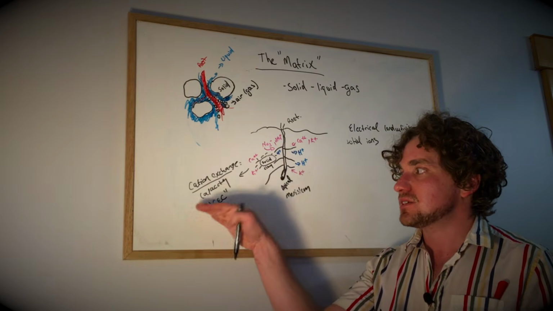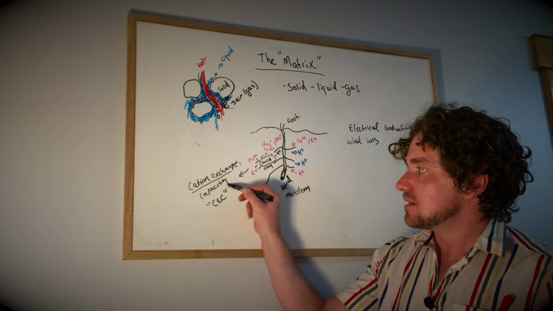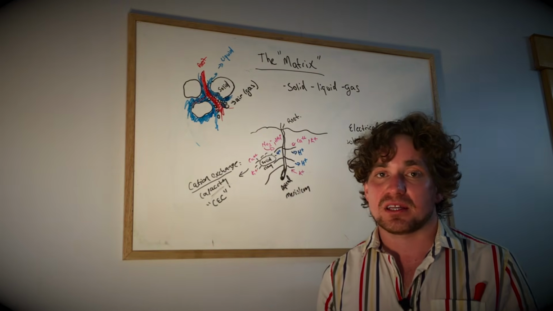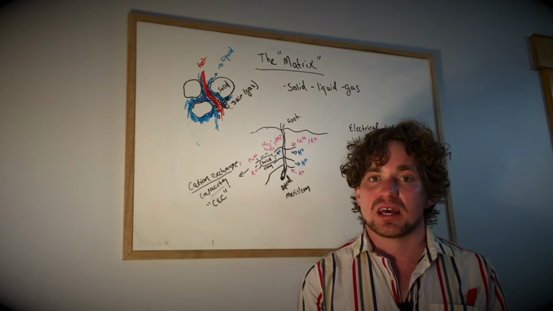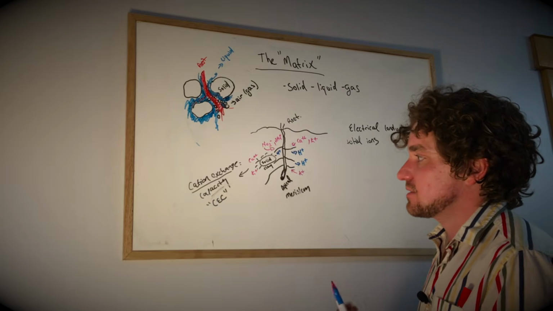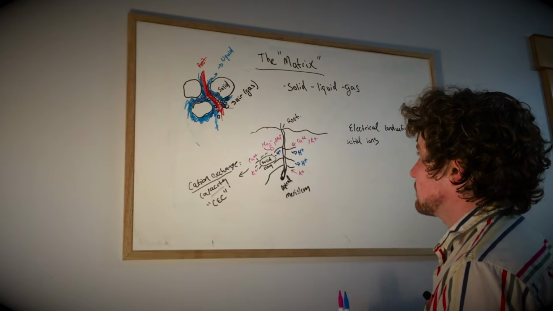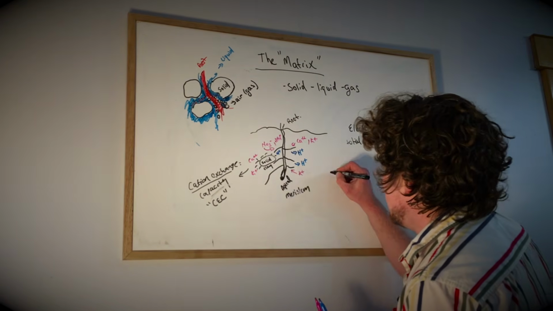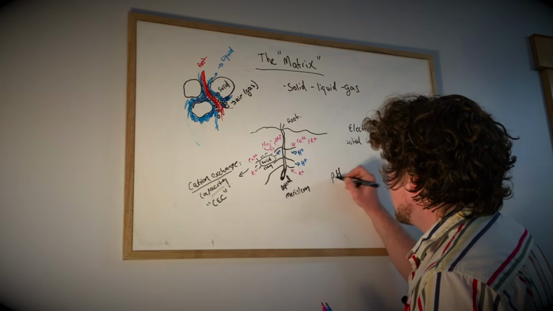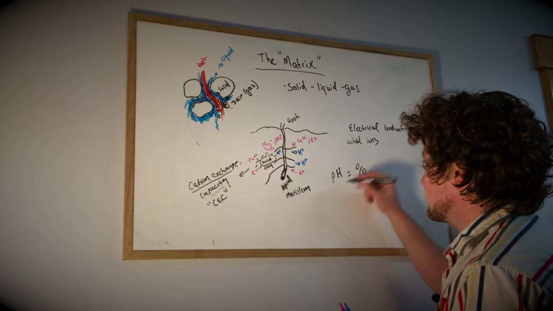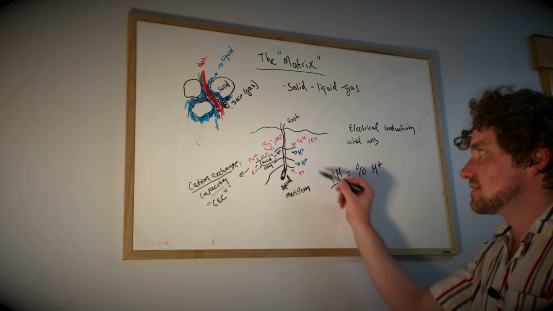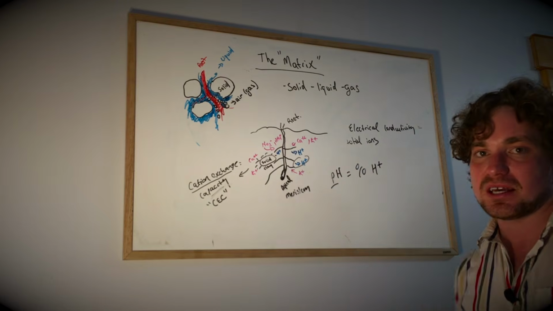Then cation exchange capacity lets us know how much exchangeability there is between clay or humus particles, negatively charged particles, and solution, and subsequently the roots. And then pH, sorry, it should be lowercase p, is our percent, so P, hydrogen or protons. That's why pH dictates nutrient availability.